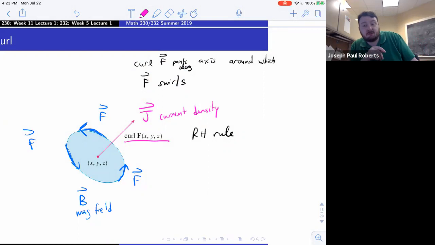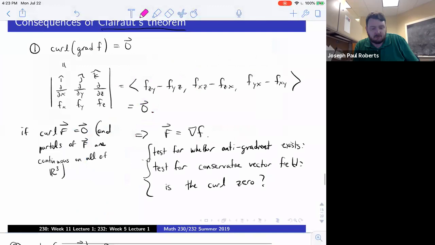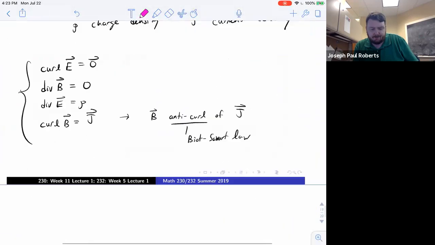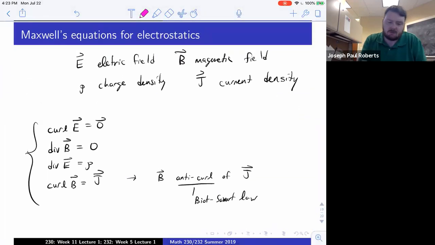If you've taken Physics 212, you do have a little bit of intuition already with regards to this idea of curl. Curl is just the relationship between magnetic field and current. So that's pretty neat. And so then we can even talk about some of those Clairaut's theorem consequences that we had. The fact that the curl of the electric field is 0 tells you that there exists an electric potential.